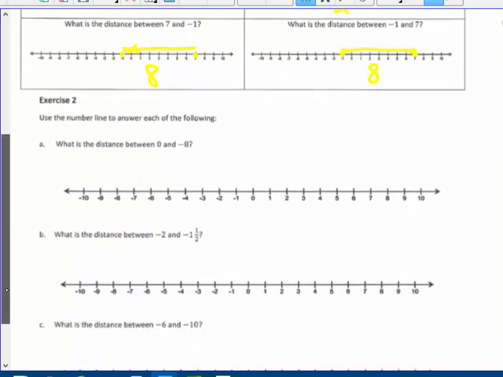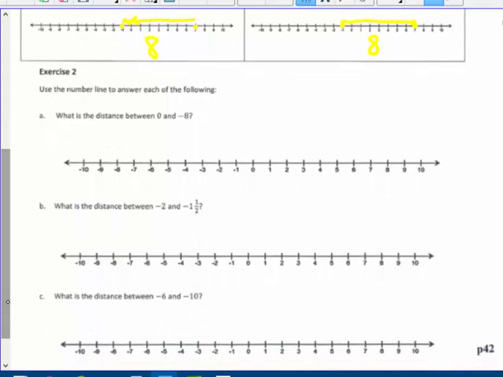Use the number line to answer each of the following. What is the distance between 0 and -8? Well, the absolute value of -8 is 8. They are 8 units apart.